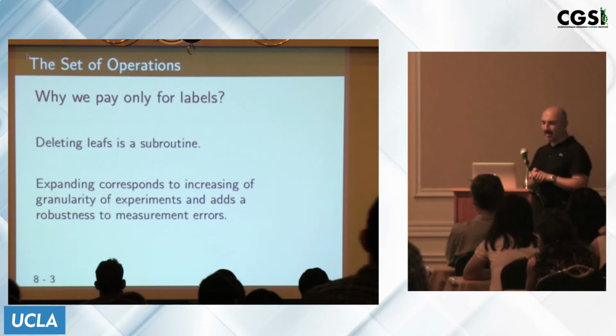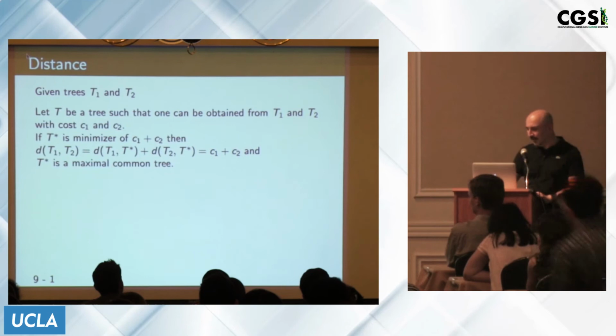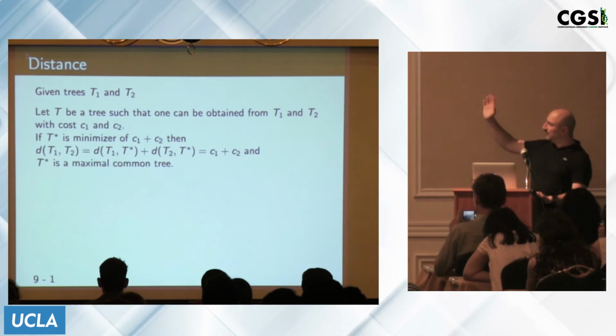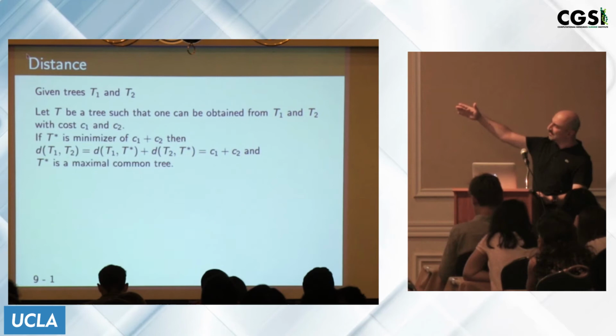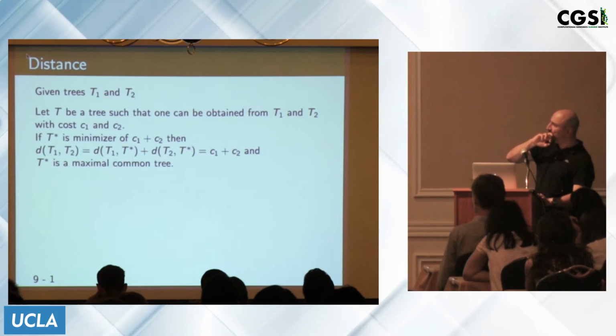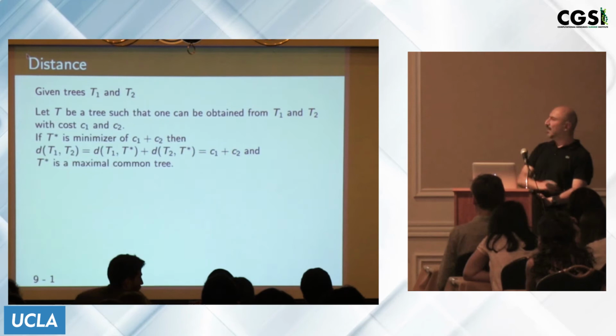I'm going to wrap it up in a second. So basically, it will boil down to the following. Given two trees, we'd like to, as I said, come up with a median tree, T star, such that the distance between T1 and T star plus the distance between T2 and T star is minimized. That's the median tree that I'm talking about. And the total cost will be the distance between the two trees.